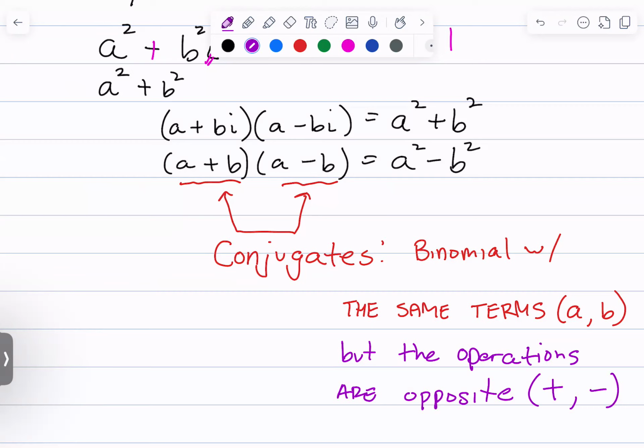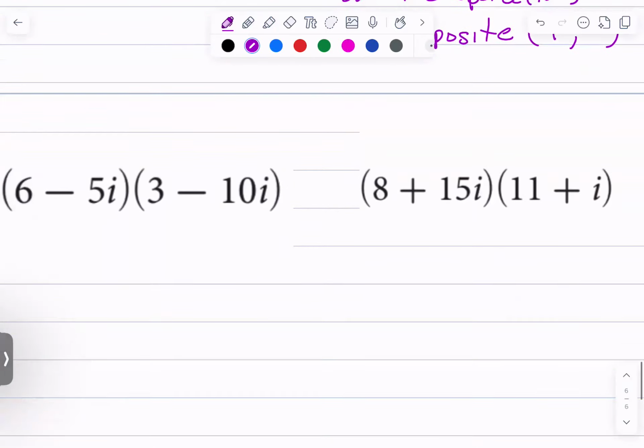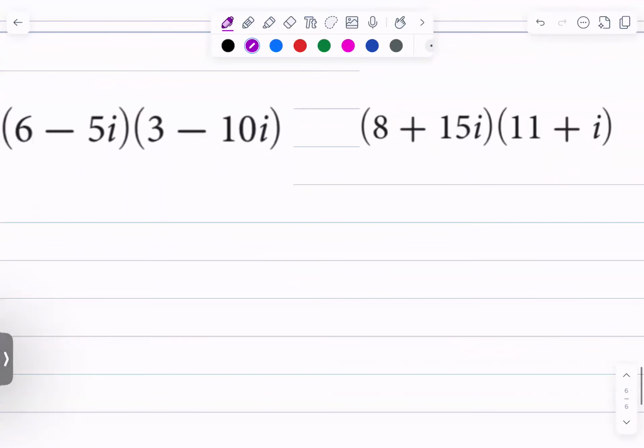Whenever we're multiplying conjugates, the i goes away. Or the square root goes away. Because we're squaring them both. Okay? We're going to use that skill later in this chapter. All right? So to end it, I want you guys to practice these two. And I'll give you guys about 2 minutes.